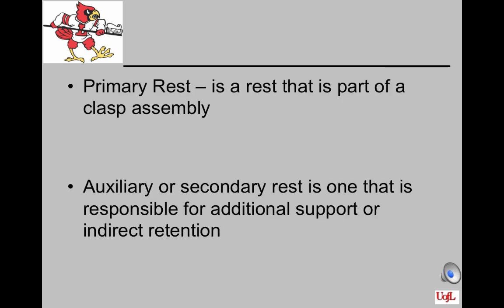There are two kinds of rest. A primary rest is a rest that's part of a clasp assembly. The second type of rest is an auxiliary or secondary rest, which is responsible for additional support or indirect retention. An example of additional support would be a really long bar located between two widely separated abutment teeth, and you might put a rest somewhere in between to provide additional support for that bar.